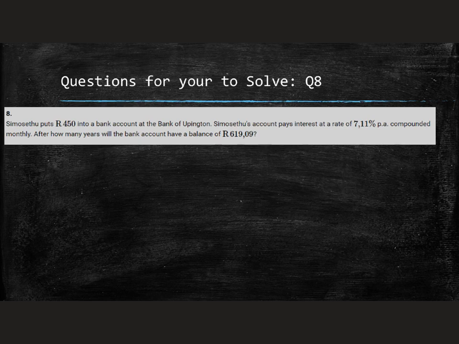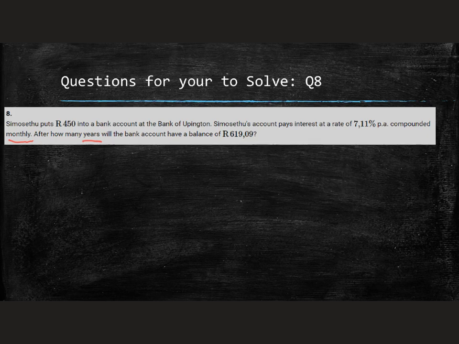Okay, and your last solving for n question for today. Simosethu puts 450 Rand into a bank account at the Bank of Uppington. The account pays an interest rate of 7.11% compounded monthly. Let's make a note of this because the monthly is important. After how many years, okay, so they're giving us two different time zones, will the bank have accumulated 619 Rand and 9 cents? Pause this video and give it a try yourself.